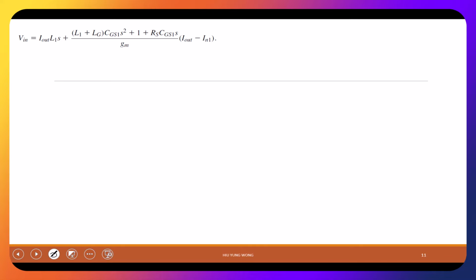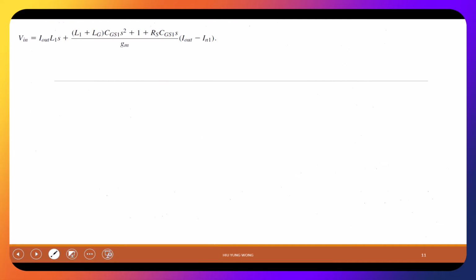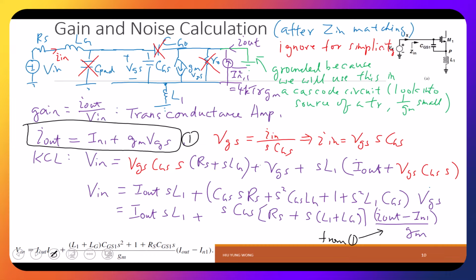Now, let's start doing something exciting. What is this one? S L1 plus S L G, right? But at resonance, we have 1 over the square root of (L1 plus LG) times CGS1, which equals omega naught.